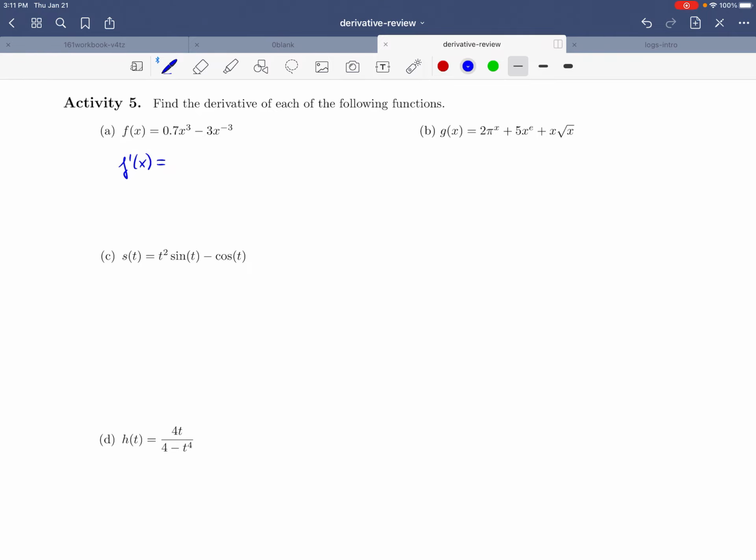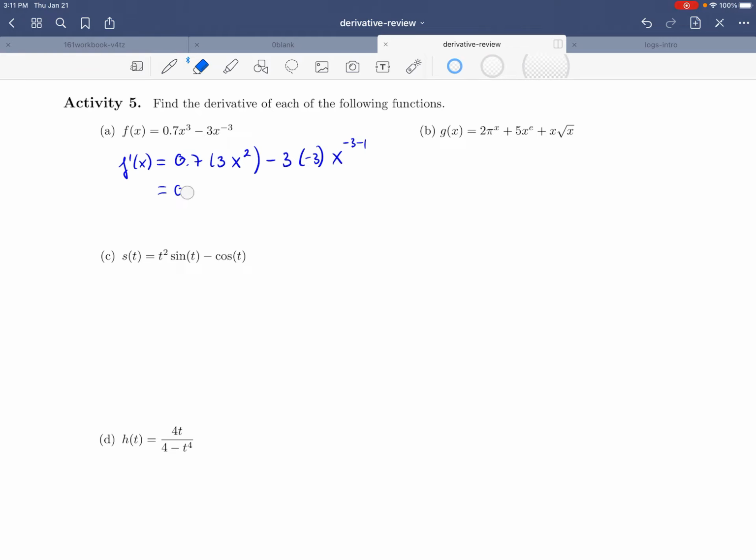Since x cubed is a power function, we can use the power rule. So this is 0.7 times 3x squared using the power rule, and then minus 3 times minus 3 times x to the minus 3 minus 1. I want to write that down just so that we make sure that we do this carefully.